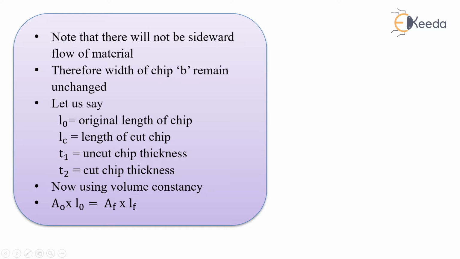We know T1 and T2. As I told you that the volume constancy principle is valid, of course we can write volume before cutting equals volume after cutting. That is, area into length is volume. This A original into L original is the original volume, which should be equal to the final volume, that is A final into L final, where L final here was the length of the cut chip, that is, you can write LC also here, right?